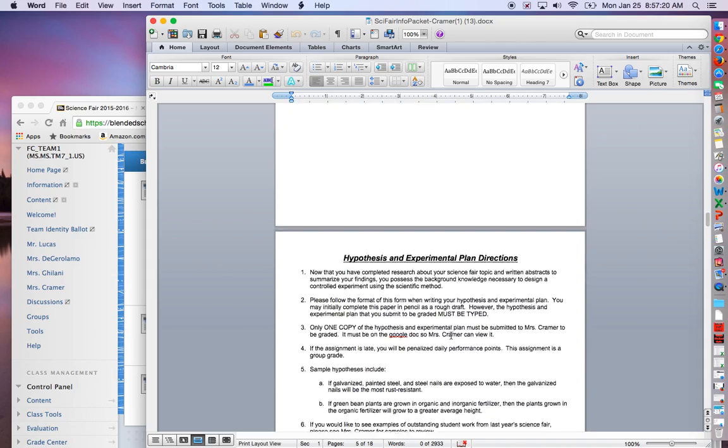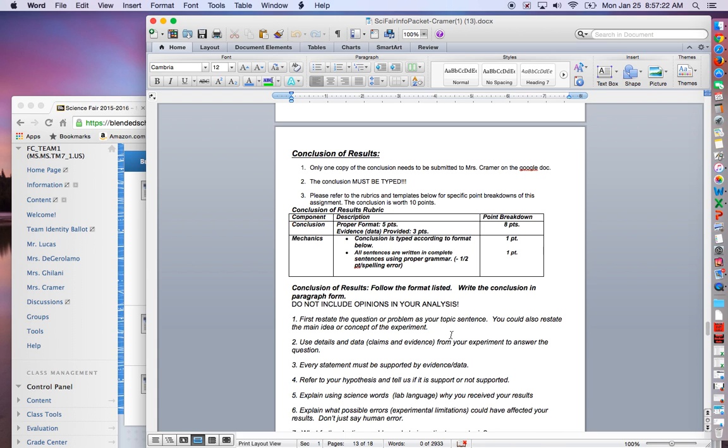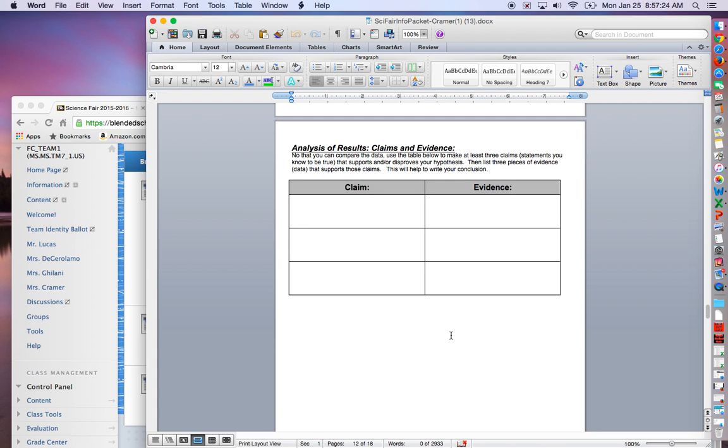If you go down to page 12, you will find the information about the claims and evidences. It asks you here to make 3. I'm asking you for at least 2 claims, and you're going to put them into a table like the one shown. Your claim will be something regarding your experiment that you learned or something that your experiment disproved. It should relate back to your hypothesis.